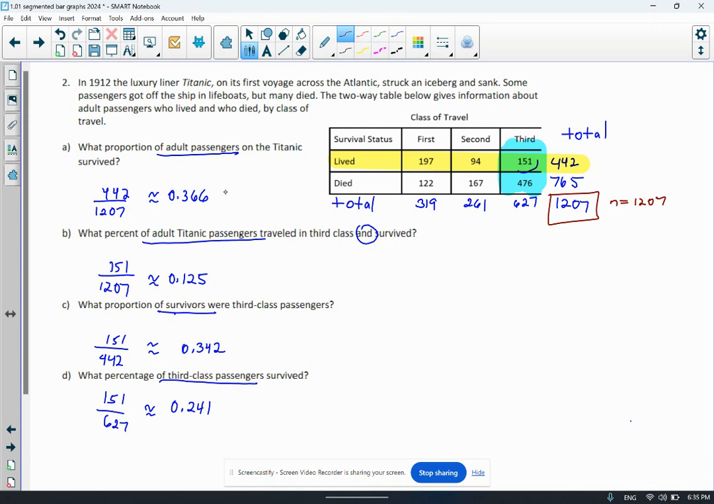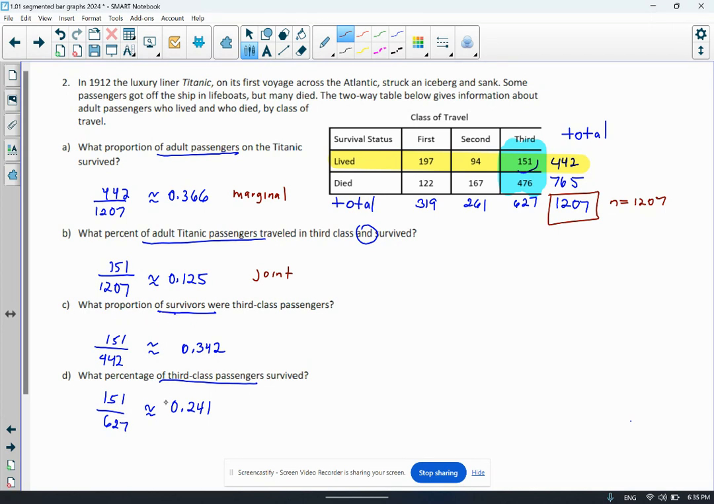Now, the first question was out of all the passengers, and we looked at a whole row. We looked at the row total survival. That's known as a marginal relative frequency. Either when you look at the row total or column total, that's going to be marginal, in the margins, the total, not the actual data. Part B is actually called a joint relative frequency because you're looking at the intersection of two categorical variables. And so that's known as joint.